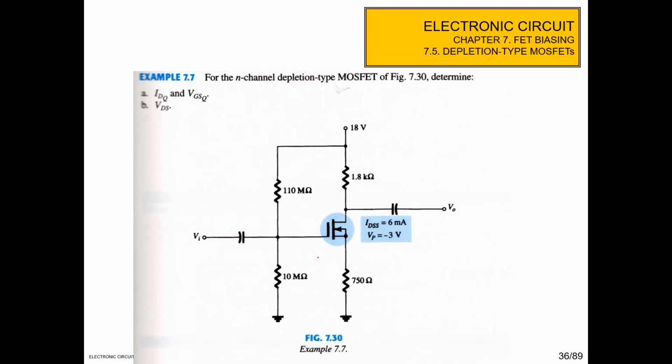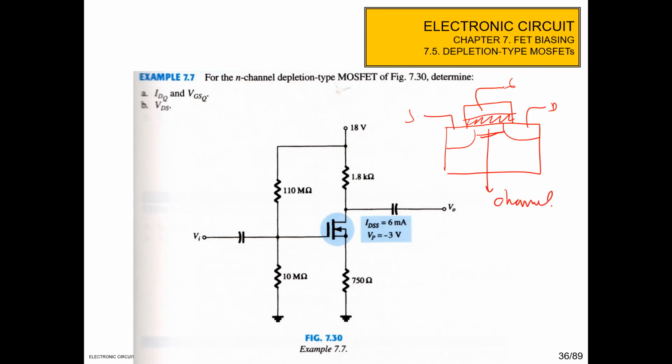And then this is for the N-channel depletion type MOSFET in figure 7.30. I hope you remember the difference between depletion type and enhancement type. For depletion type, the channel under the gate, here this is the source, this is the drain, and this is the gate. This is the silicon oxide here, and then here is the channel, the N channel. So for the depletion type, the channel exists from the beginning.